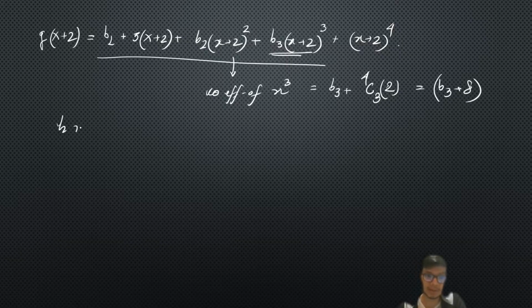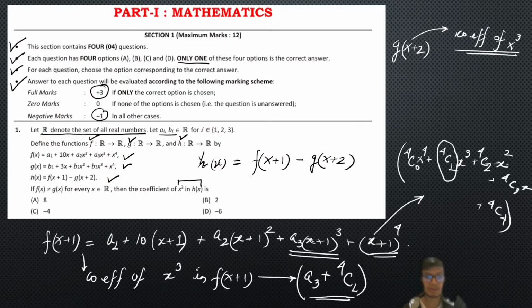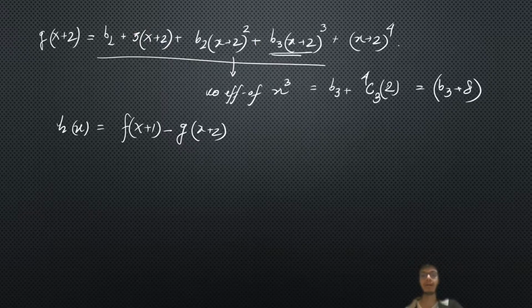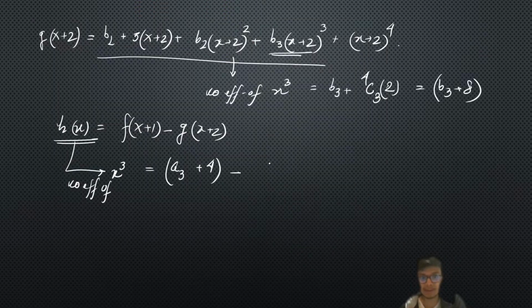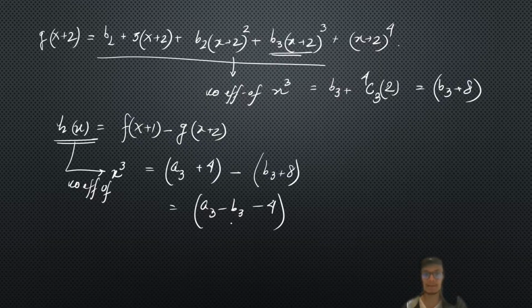So ultimately, if you look at h of x, which is basically equal to f of x plus 1 minus g of x plus 2, right? And from here if you find out the coefficient of x cube in h of x, it is simply going to come out as a3 plus 4, right, minus b3 plus 8. Okay, that is going to be a3 minus b3 minus 4. Okay, a3 minus b3 minus 4, right?